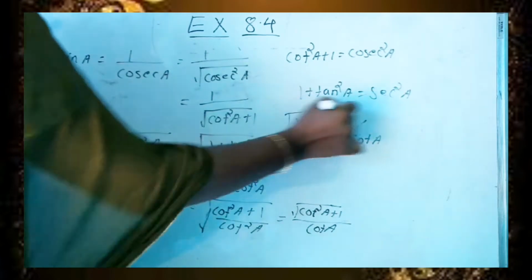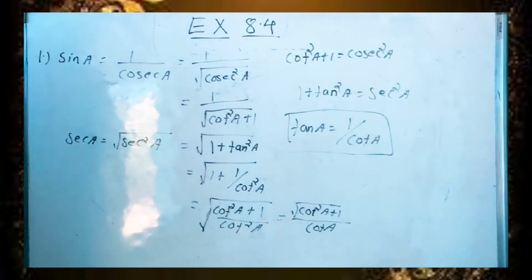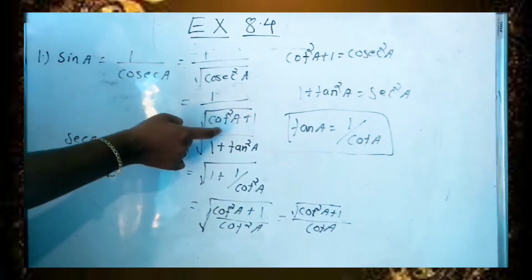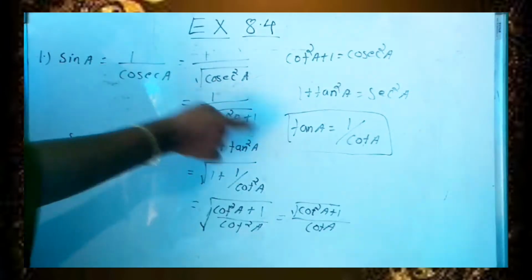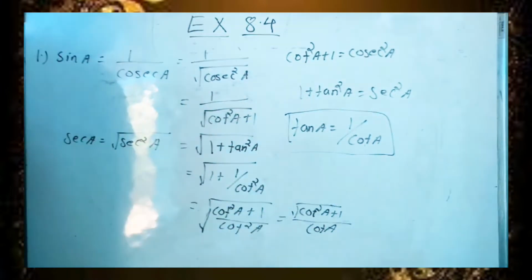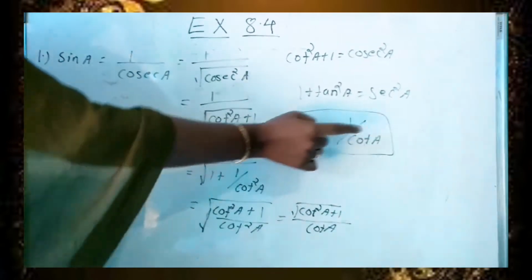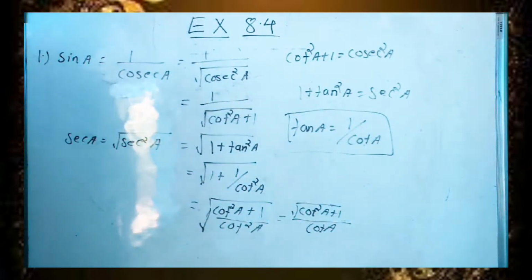And tan A we already got, that is 1 by cot A. So sin A in terms of cot A is 1 by square root of cot square A plus 1. Sec A in terms of cot A is square root of cot square A plus 1 divided by cot A. And tan A in terms of cot A is 1 by cot A.